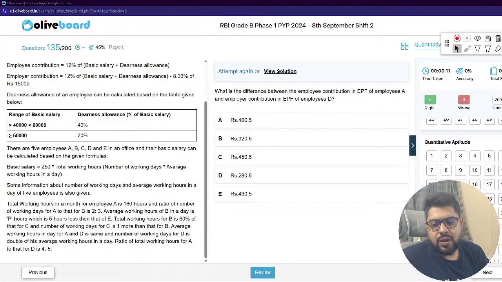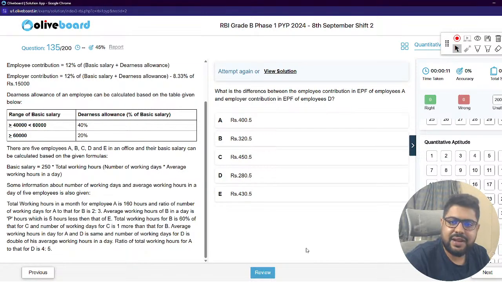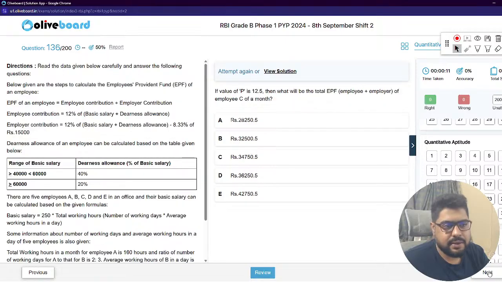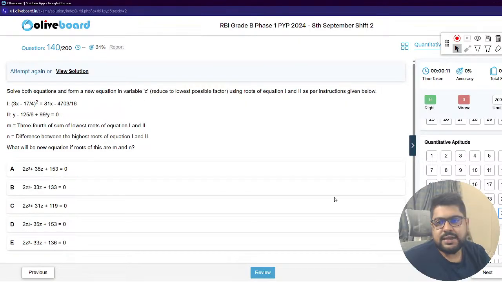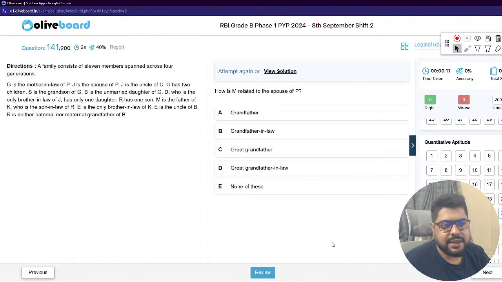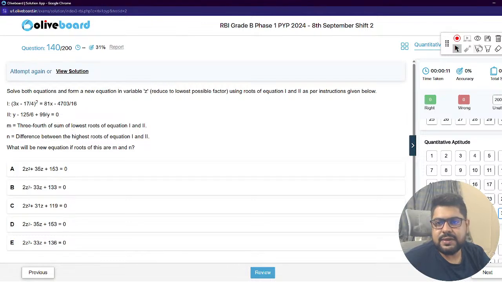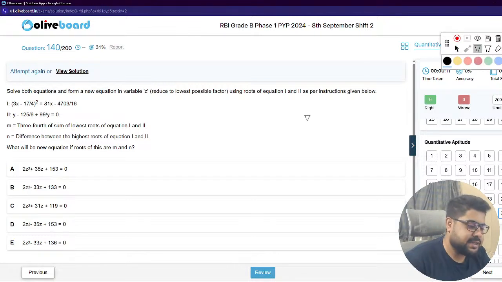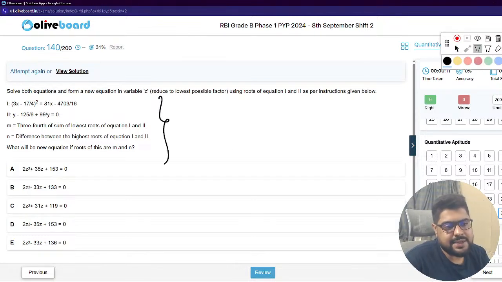Now we have come back to our website. अच्छा, I guess this is the last question. हाँ, this is the last question. Quadratic equation का question, sir. So they say solve both equations, form a new equation with z, using roots of 1 and 2 as per instructions.